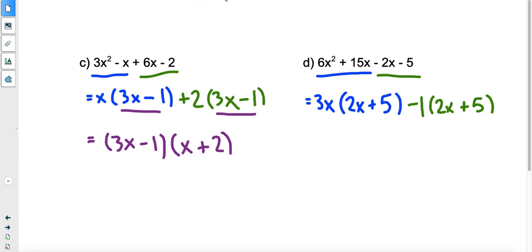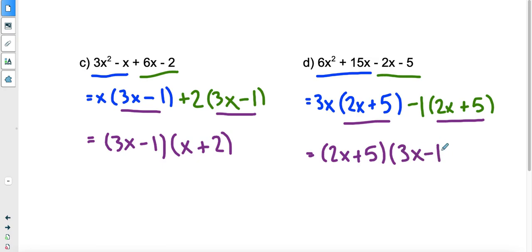And now, just like before, 2x plus 5 is in common to both of these. So I can common factor out a 2x plus 5. I'm multiplying 2x plus 5 by 3x and negative 1. And there's my answer.